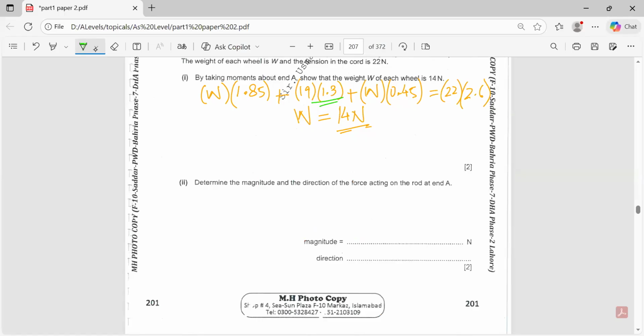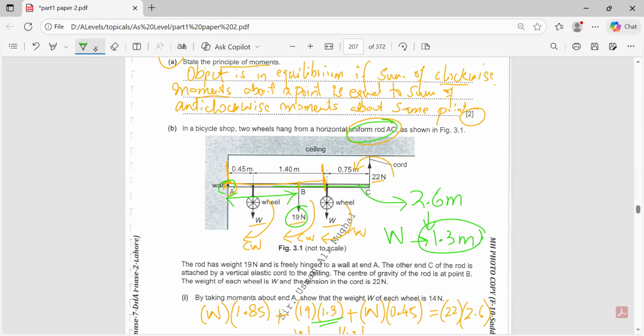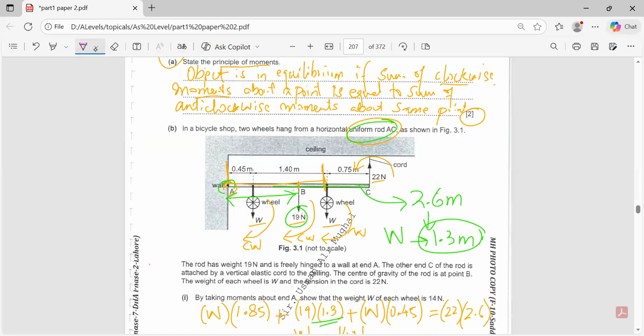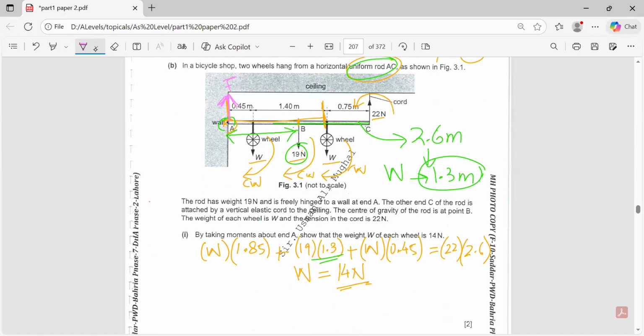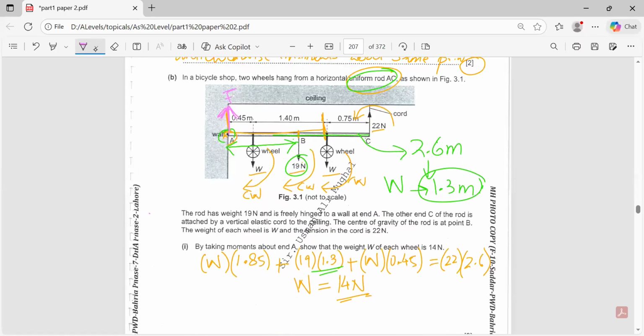Okay, moving onwards to the next part. It says: determine the magnitude and direction of the force acting on the rod at end A. So, what is end A? This is end A, and at end A we will inspect how the force is exerted. Let's say the force is acting in this specific manner. Let me call that force F. Let me consider this force as upward.